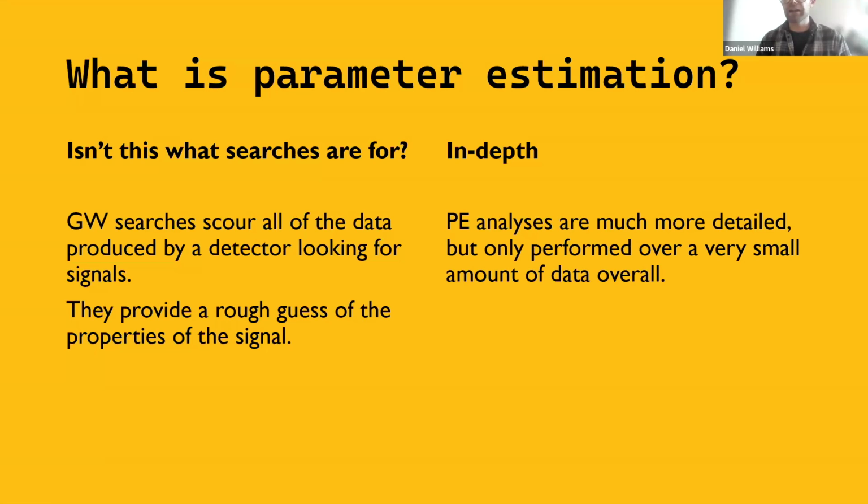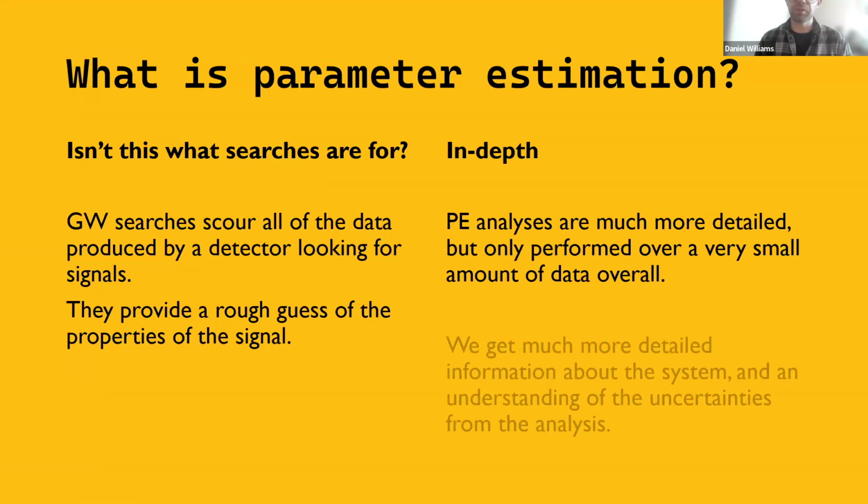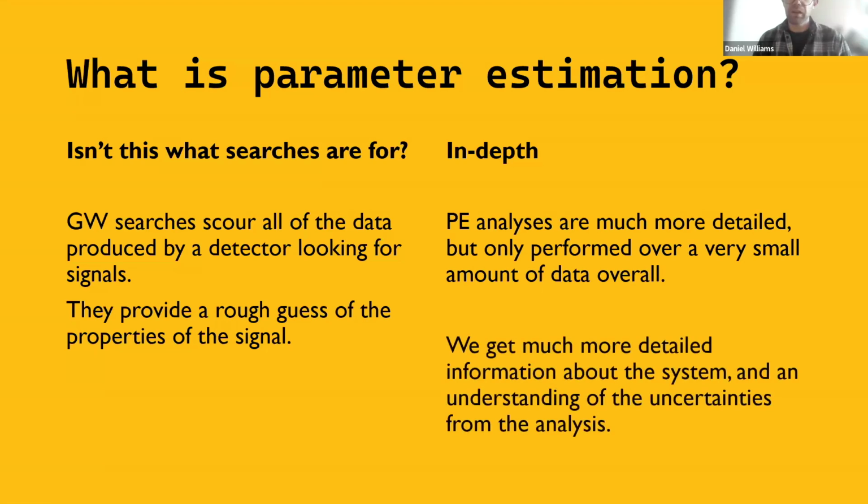So PE analyses are much more detailed, but because they're much more detailed, they're much slower and they take a lot more resources. So we only look at this much smaller quantity of data. We get a lot more information about the system, and because of the way that we do it, we also get an understanding of the uncertainties, the errors in our analyses. So we get error bars on those estimates as well.